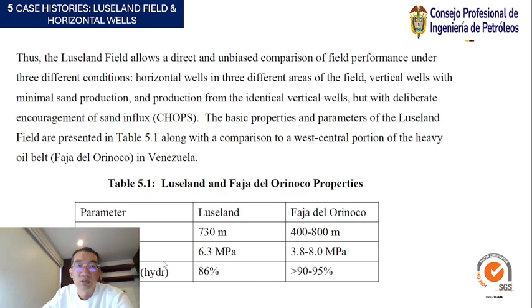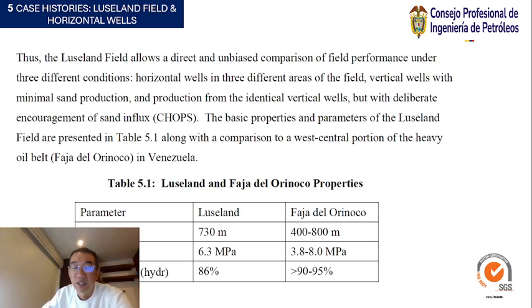Thus, the Luseland field allows a direct and unbiased comparison of field performance under three different conditions: horizontal wells in three different areas of the field, vertical wells with minimal sand production, and production from the identical vertical wells, but with the deliberate encouragement of sand influx through sand production.